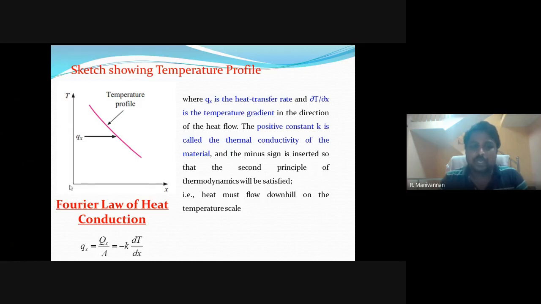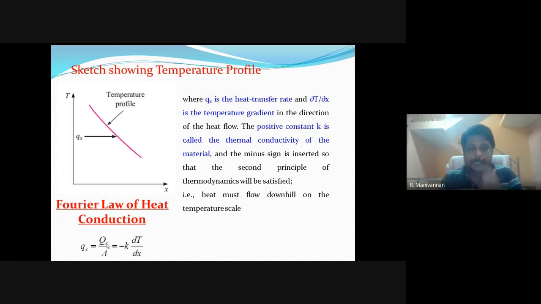I have shown a graph here. You can see that the temperature is taken on the y-axis, and on the x-axis I have taken the x direction, and I'm going to consider only the one direction, that is with respect to x. You can see that the temperature profile is shown in the pink color. Now what is the direction of flow? Direction of flow is from the higher temperature to the lower temperature. So it is shown here as qx, q suffix x, with the arrow head, and this pink line is called the temperature profile line.